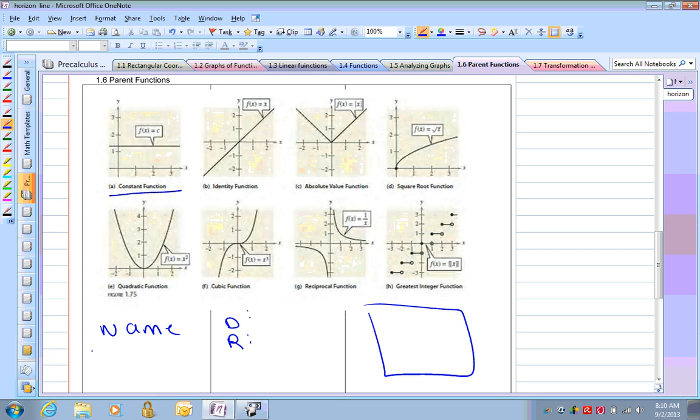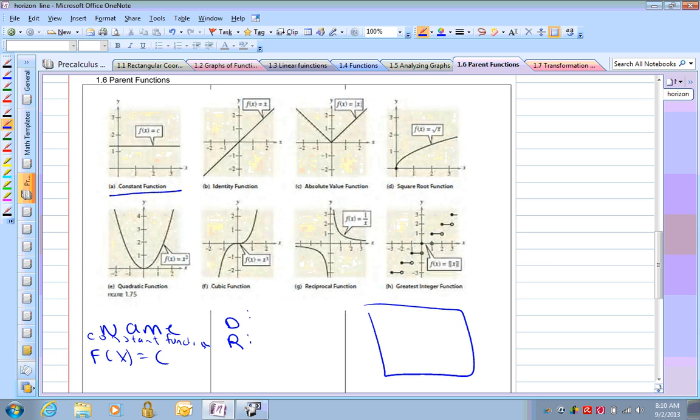So this would be the first one, which would be f of x equals c, but you would also have constant function. Then I'd like for you to list the domain and range and then draw the picture. So I'm going to let you pause. I'm going to pause. You're going to pause and write this down, and I'll be right here waiting for you to go on to 1.7.